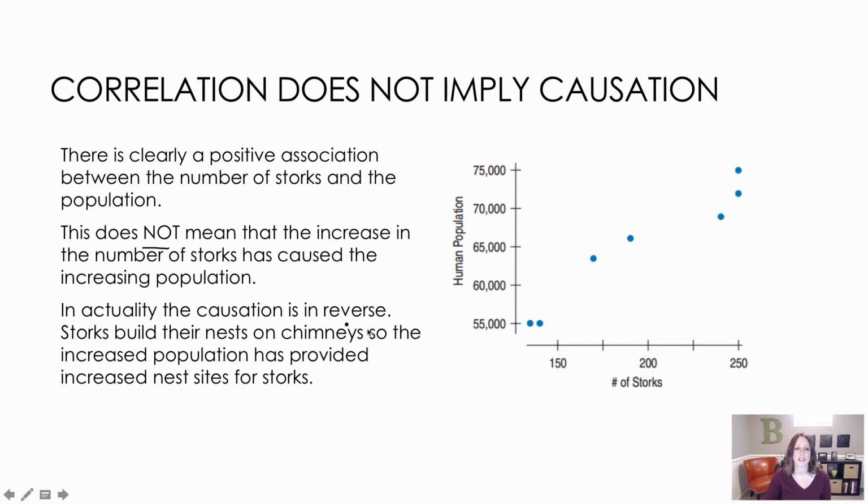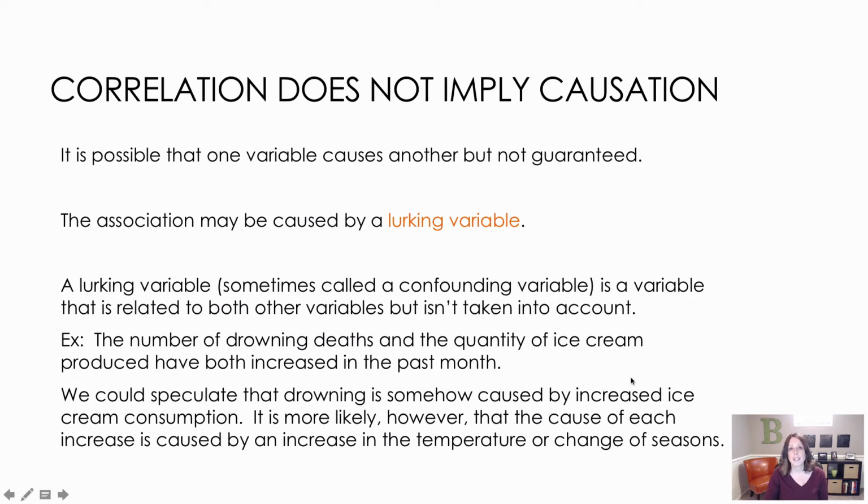Storks build their nest on chimneys, and so the increase in the population has actually increased the number of storks because they have more places to nest. So it's possible that one has caused another, but it's not guaranteed. When we're talking about scatter plots, we can't say that one going up makes the other go up, but we can say that in general, as one goes up, the other goes up. Again, not implying that one caused the other.